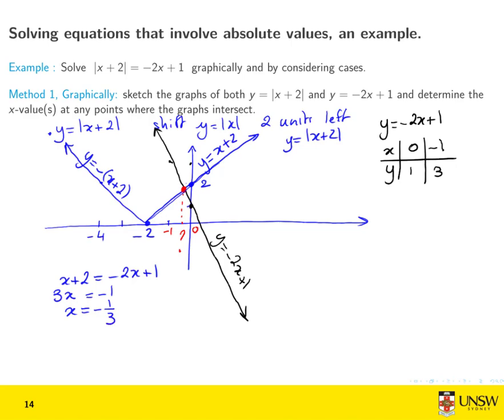And we're pretty happy with this result, because the diagram is not totally precise, but really negative 1/3 seems very consistent with what we were expecting.